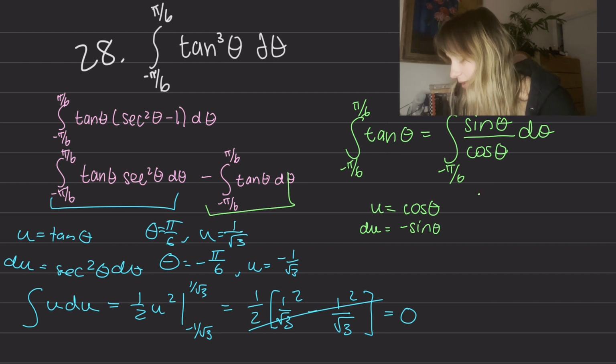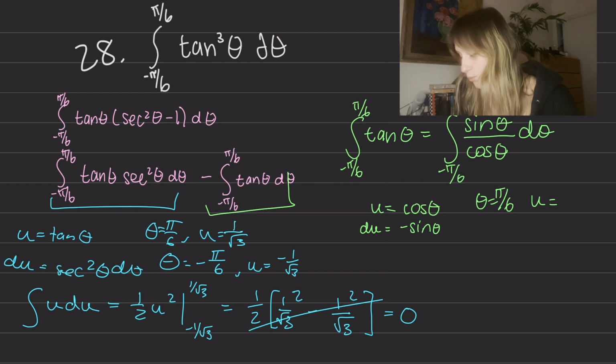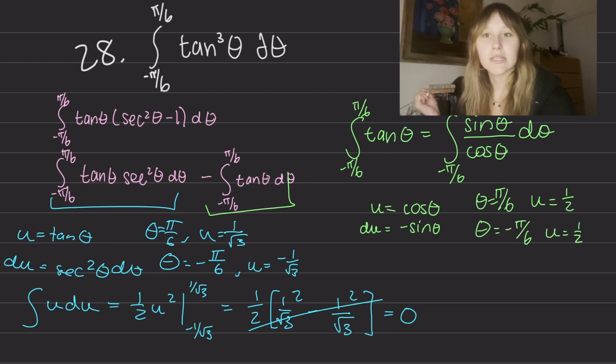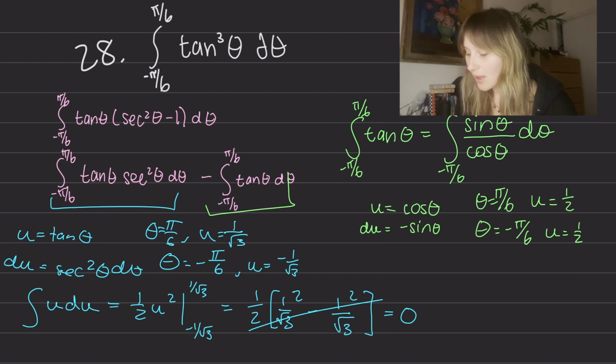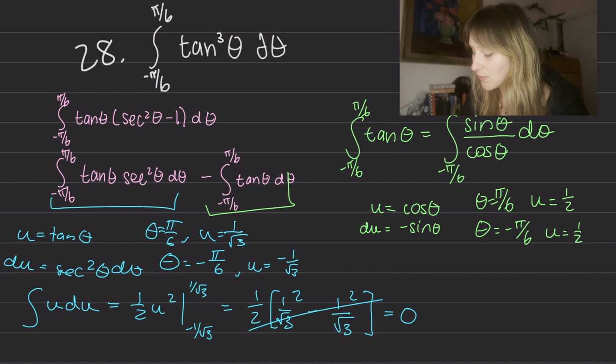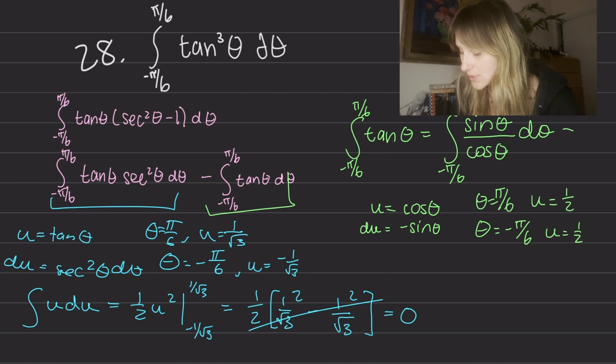As theta is pi over 6, u is going to be cosine of pi over 6, which is 1/2. And cosine of negative pi over 6 is going to be 1/2 as well. Whoa, that's pretty crazy, isn't it? So knowing that both endpoints end at the same single value, both endpoints are 1/2, I already know this integral is going to be 0. So this is equal to 0.